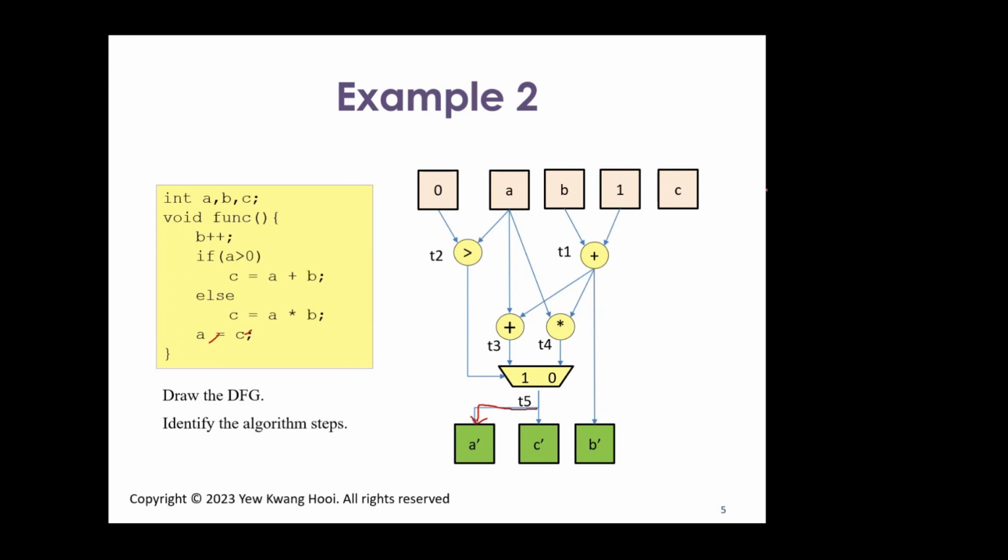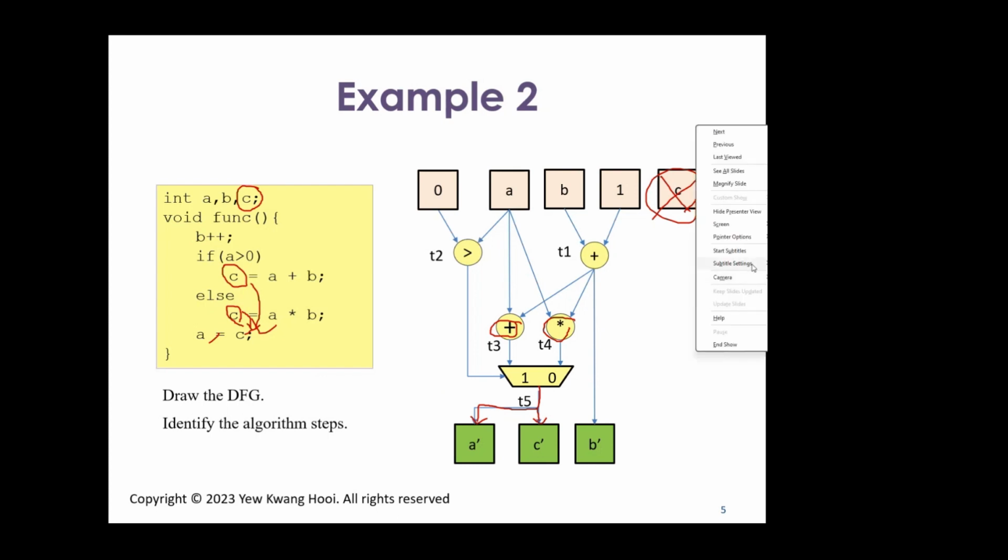Now this C cannot be from here. No, not this one, because we are not taking from here. We are taking this C from either this C or this C. You see, either the result of this C or the result of this C gives the result C here. So we copy the value to A. So now this is the completed data flow graph.